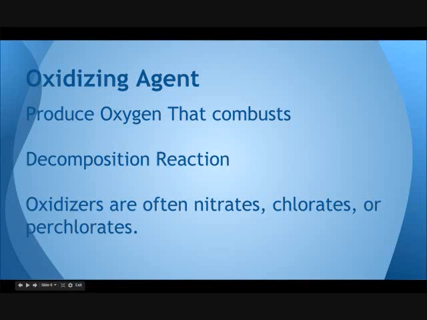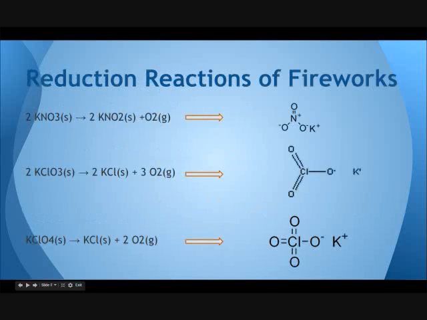The oxidizing agent is used in a decomposition reaction, and is often a nitrate, chlorate, or perchlorate. Here are some of the decomposition reactions that take place in common fireworks. The first one is a decomposition of potassium nitrate, which produces potassium nitrite and oxygen gas when heat is added.